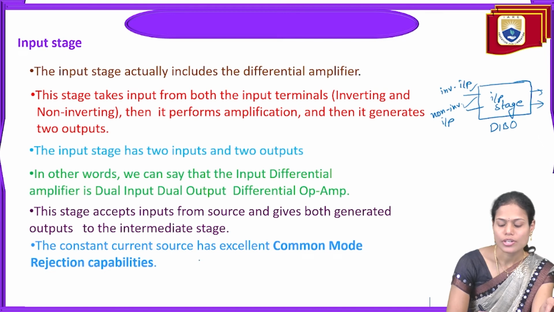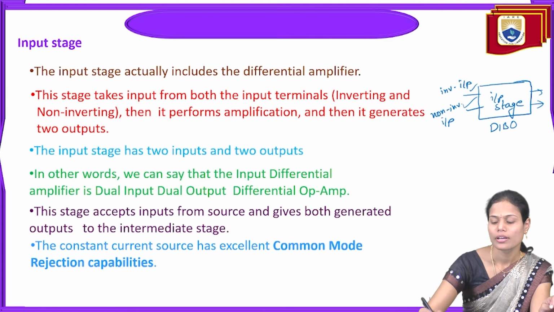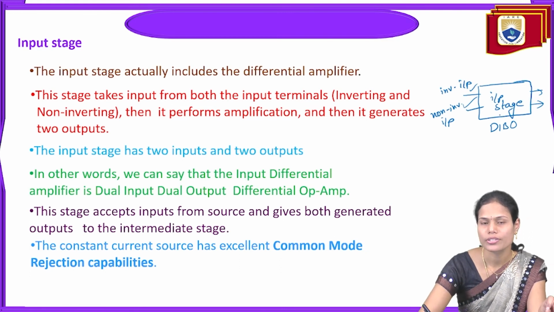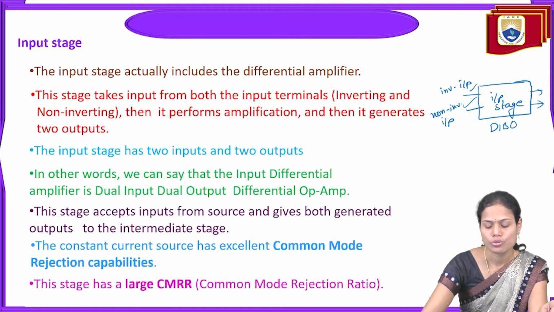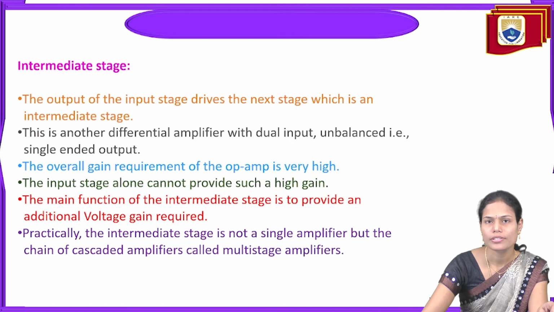This constant current source has excellent common mode rejection capabilities. Just now we discussed the common mode rejection ratio in the case of the differential amplifier. That is also applicable to the operational amplifier. Why? Because we are using the differential amplifier in the input stage, so it provides a very high common mode rejection ratio. And the next stage is the intermediate stage.